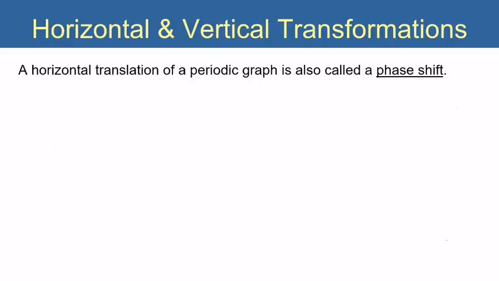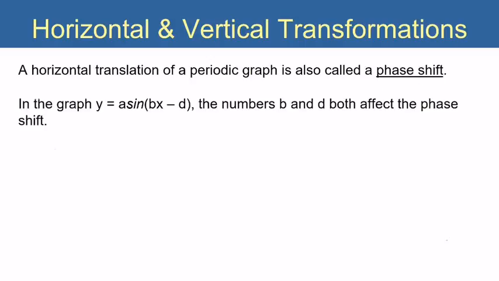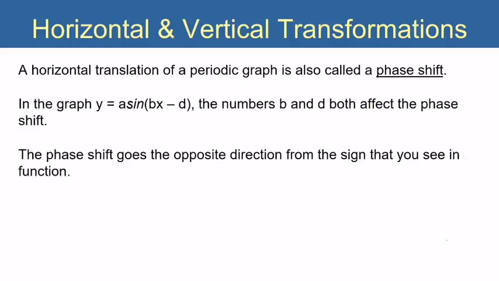First of all, we hardly ever actually use the words horizontal translation. We usually just call it phase shift for short. In the graph of y equals a sine of bx minus d, the b and the d both affect phase shift. We saw last time that a affects amplitude. We saw that b affects period. But now we're going to see that b and d both affect phase shift.